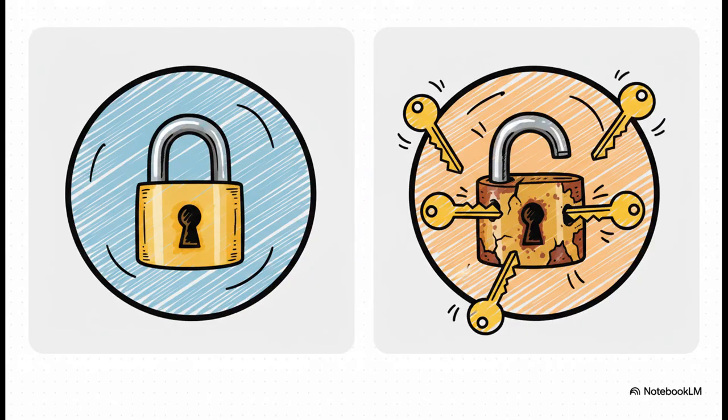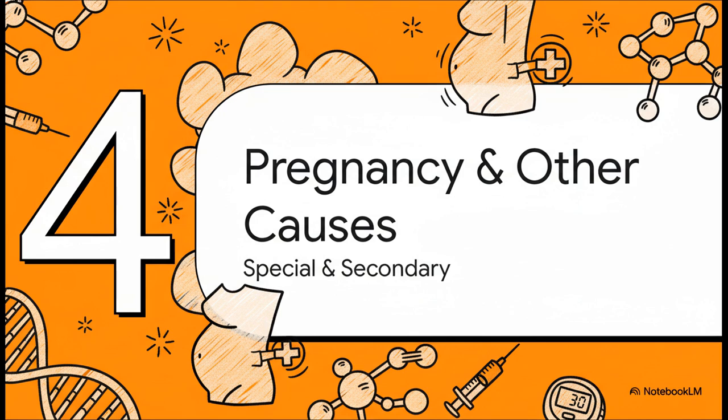So when you put them side by side, the difference is just crystal clear, isn't it? Type 1 is a problem of no keys, an absolute lack of them. Type 2 is a problem of faulty locks, an issue of resistance. And getting this fundamental difference right is absolutely everything when it comes to managing it. Now, beyond those two big ones, there are a couple of other important classifications we need to talk about. These are kind of like the special cases.